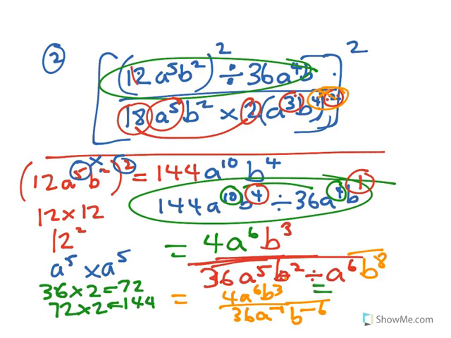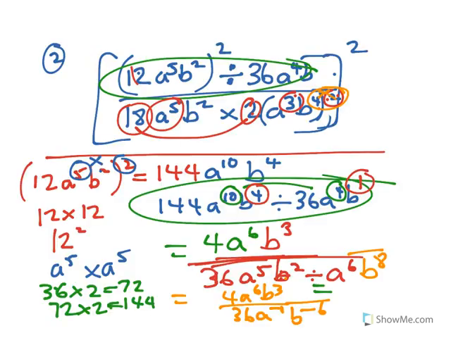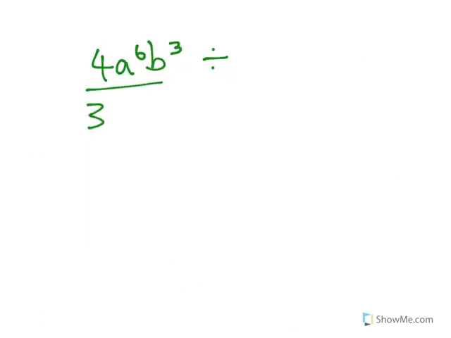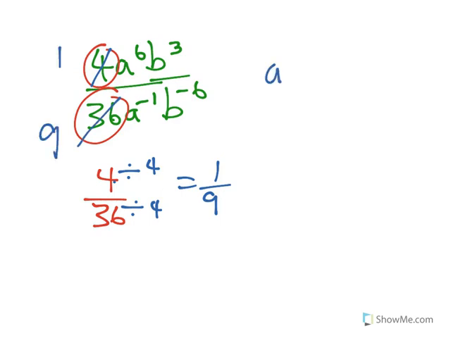Okay, I didn't mean to make it that hard, but anyway, we can still apply the stuff that we know. So you've got 4A^6B^3, and you're going to divide that by 36 A^-1 B^-6. Okay. So with the numbers, that's just a fraction, 4 on 36. What goes into 4 that also goes into 36? 4. So that's just 1 over, 4 into 36 goes 9, so it's 1/9. Now if we did the A's, we've got A^6 divided by A^-1.